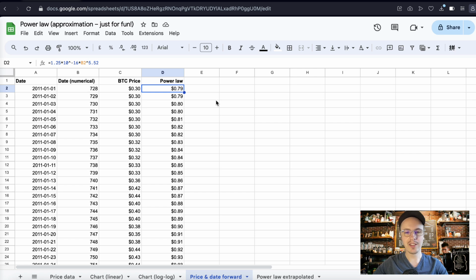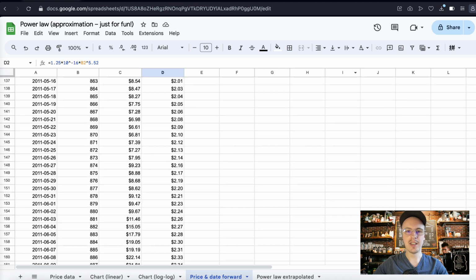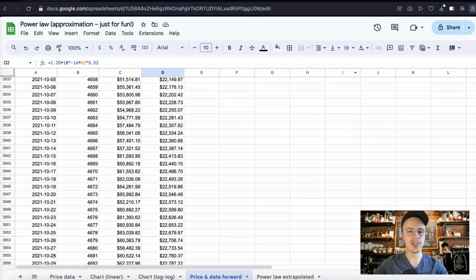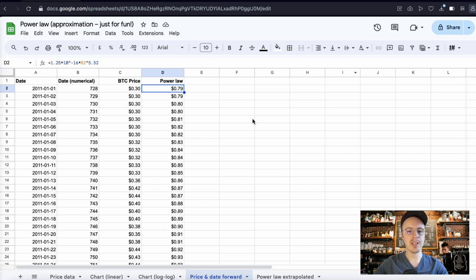One thing to note quickly is that this probably differs slightly from some of the power law models you've seen before, because, for example, I'm progressing based on daily price values, and I'm looking at calendar time, whereas some of the other models use monthly price values and they look at block time. So there are some slight differences there. But this is more or less what it is, and it's a pretty good approximation. Okay, so what I've done is I've taken this power law here and I've just dragged the formula down and extrapolated it way into the future so we can see where the price is going.